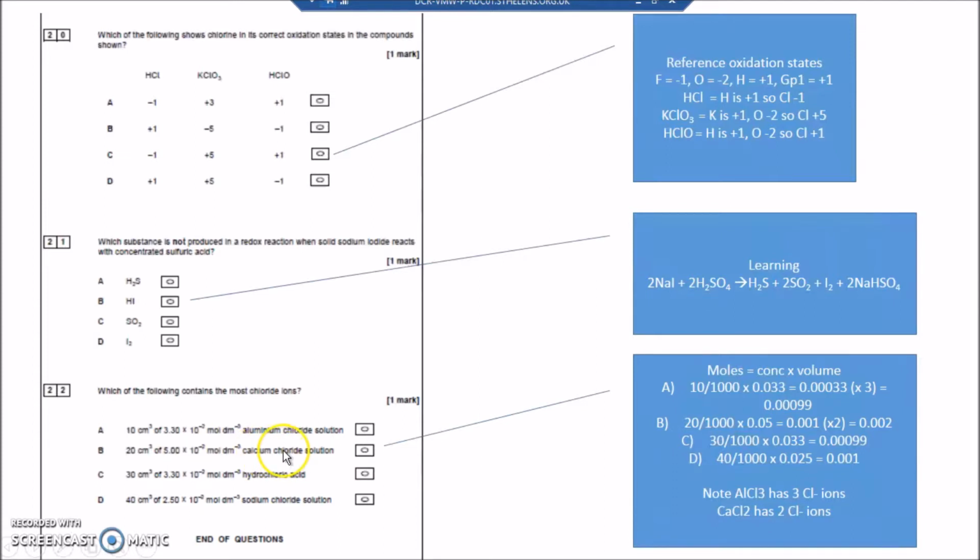Calcium is in group 2, chloride is in group 7, so that's going to be 2+ and 1 minus, so it's going to be Ca2+ and Cl minus, but you'll need 2 Cl minuses to balance out the 2+. So you've got 2 chloride ions in calcium chloride, so 1 mole of calcium chloride would make 2 moles of chloride ions, so you need to multiply by 2. Hydrochloric acid is just HCl, sodium chloride is just NaCl, so I've got 1 Cl in each of those. That's why you just multiply by 1 or leave them alone. And so my answer is B. Which one of the following contains the most? Which one's the largest value of them all? It's B.